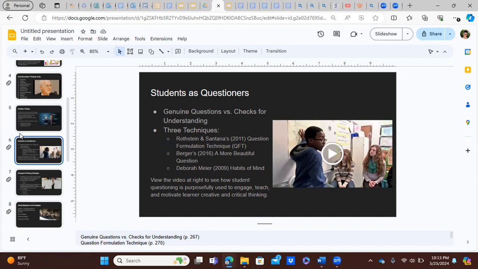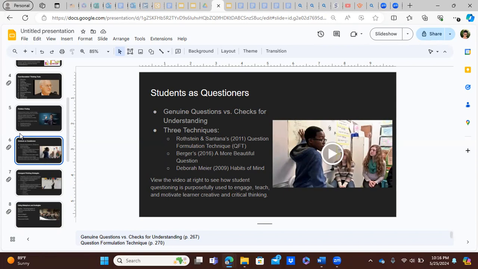So Rothstein and Santana had a journey into questioning that was actually very interesting. It's on page 270 of your textbook, and I highly recommend that you check it out. It was a 20-year journey in which they explored the role of questioning in a variety of venues. So the key to their recommendation is a protocol for question generation called QFT, or question formulation technique for short. Questions, of course, have many functions.